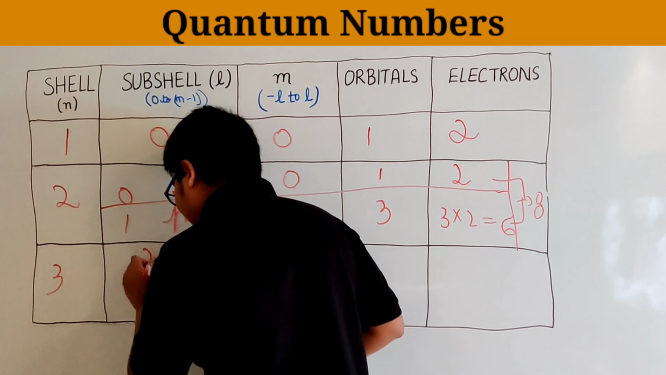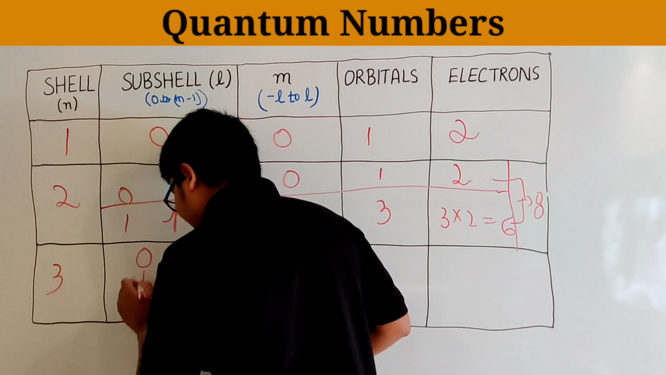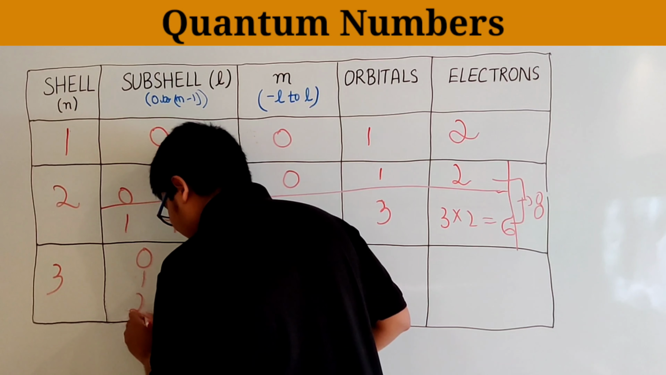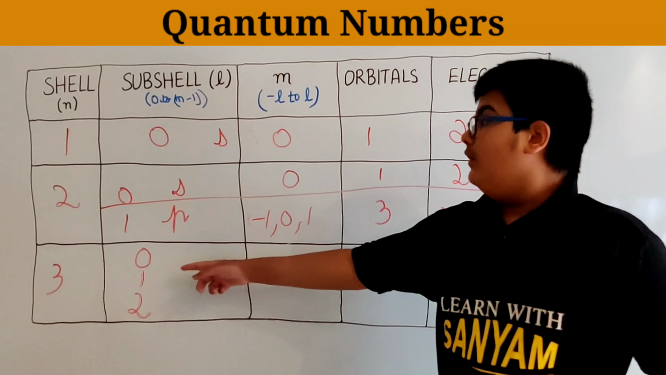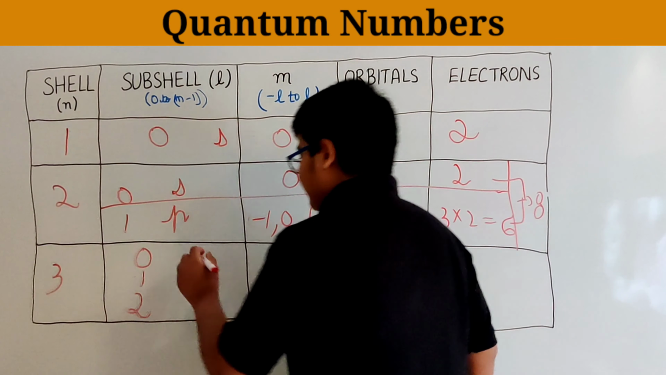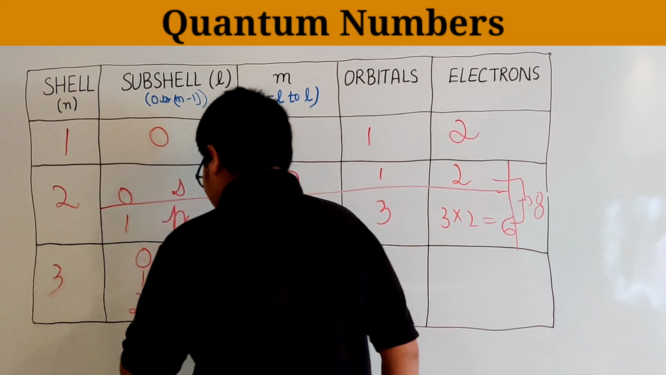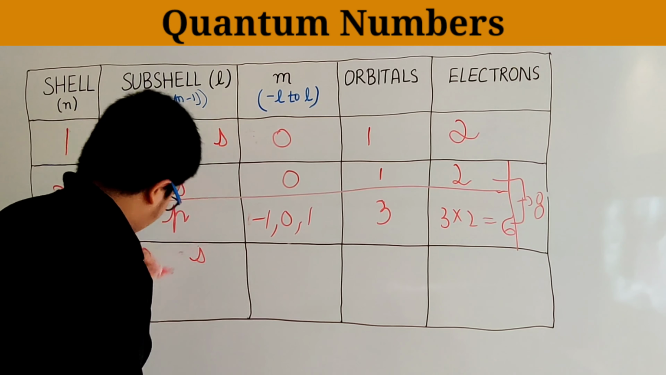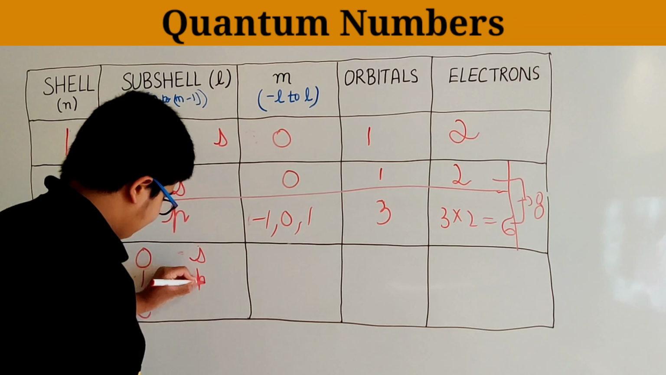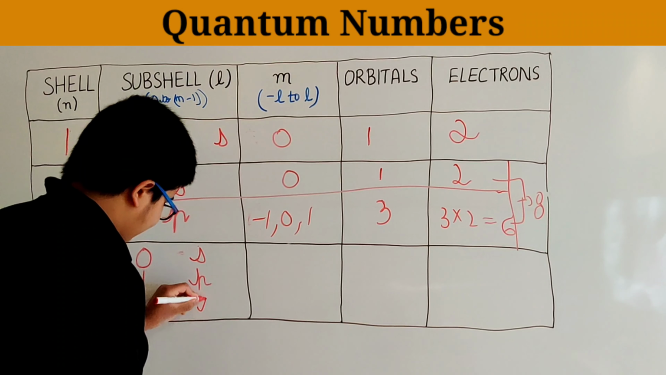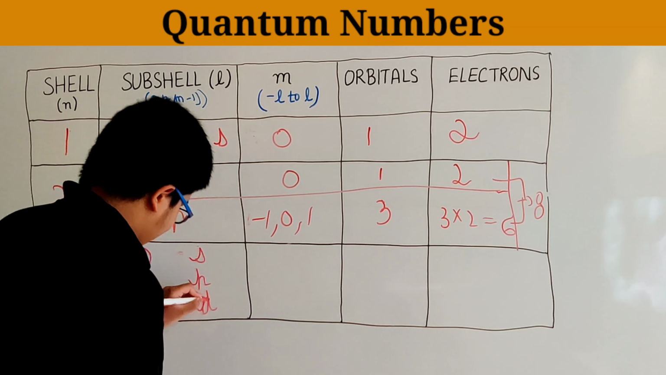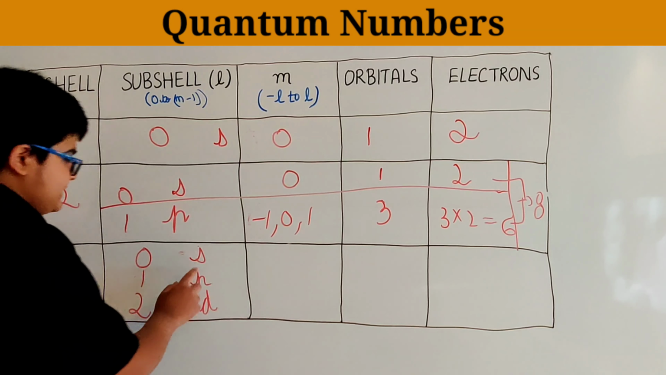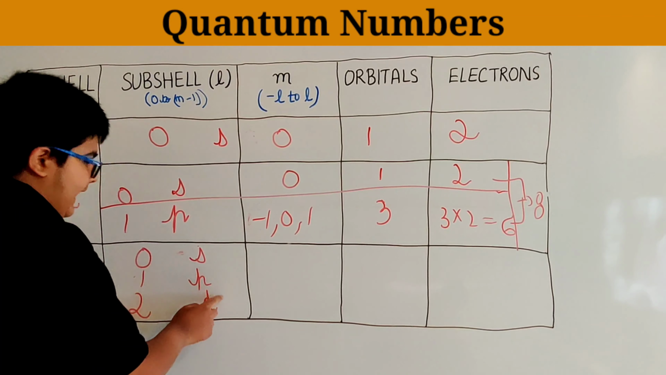0, 1 and 2. Now for 0 we know that it is denoted by S. For 1 it is denoted by P, and for 2 it is denoted by D. So we are having 3 subshells: S subshell, P subshell and D subshell.